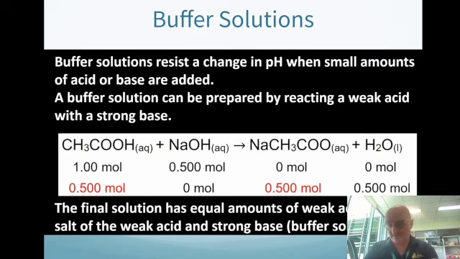That means we can only make 0.5 of the sodium ethanoate and of the water. The final solution has equal amounts, therefore, of weak acid and the salt of the weak acid and the strong base. This is a buffer solution. We have excess ethanoic acid, excess, because we want more of the conjugate base when it's been used up, and the sodium hydroxide is limiting. The likes of this on paper 1: which one would form a buffer solution.